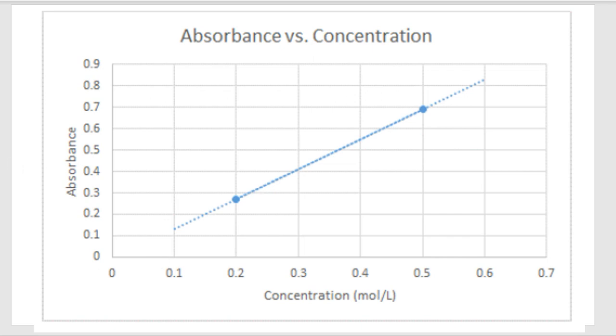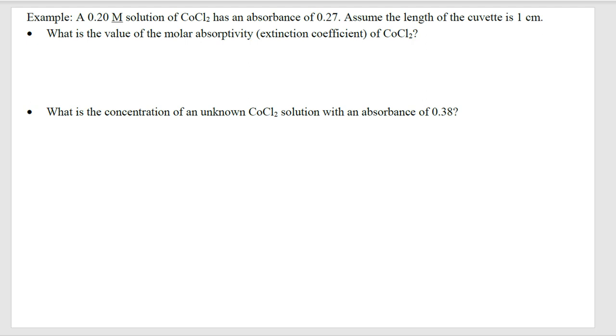All right, so we can use that graph to answer these next 2 math questions. The example says a 0.2 molarity solution of cobalt chloride has an absorbance of 0.27. Assume the length of the cuvette is 1 centimeter. First bullet point says, what is the value of the molar absorptivity or the extinction coefficient of cobalt chloride? So we're going to underline what they gave us, circle what they're asking us to solve for, right?